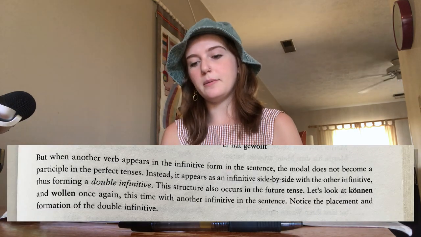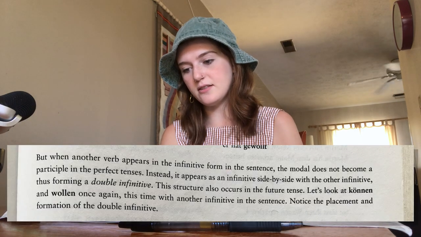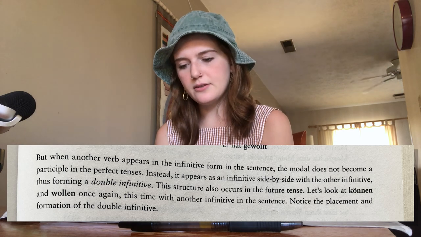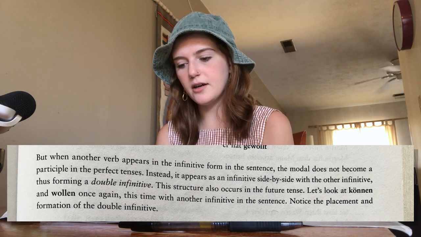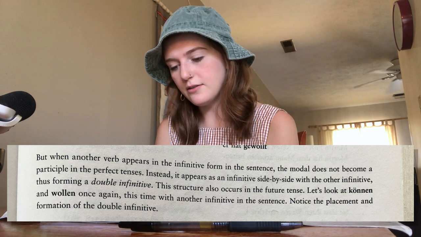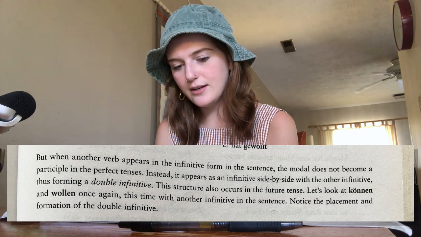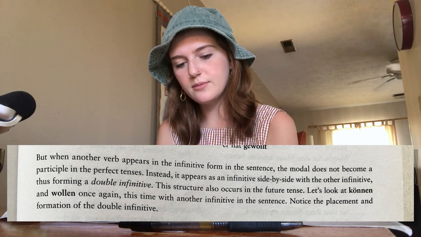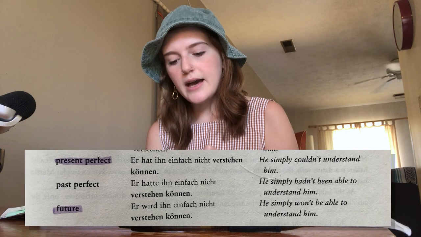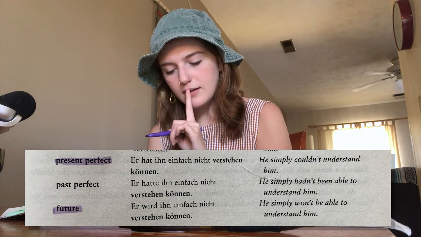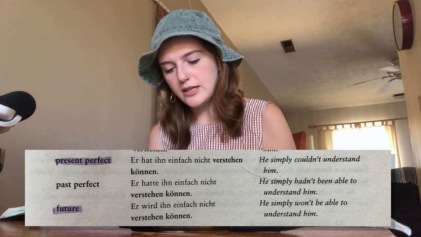But when another verb appears in the infinitive form in the sentence, the modal does not become a participle in the perfect tenses. Instead, it appears as an infinitive side by side with the other infinitive, thus forming a double infinitive. This structure also occurs in the future tense. Let's look at können and wollen once again, this time with another infinitive in the sentence. Notice the placement and formation of the double infinitive. Er hat ihn einfach nicht verstehen können. He simply couldn't understand him. Er wird ihn einfach nicht verstehen können.